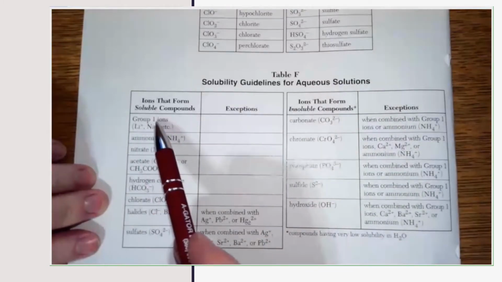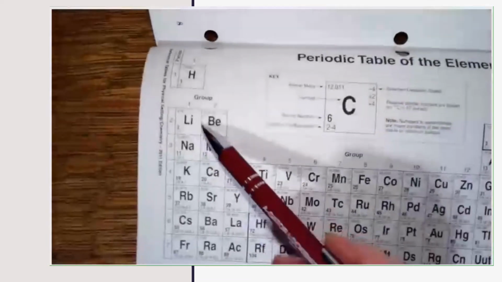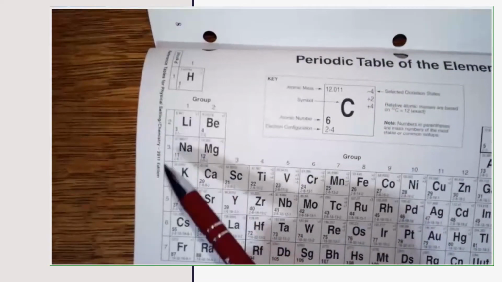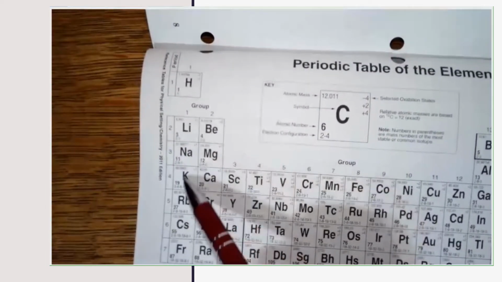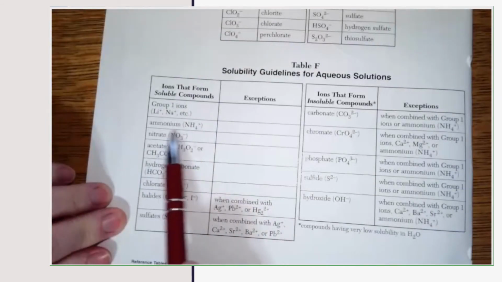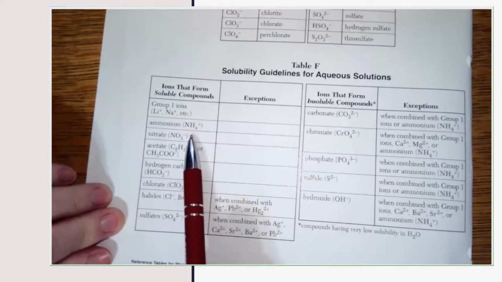Now this says group 1 ions. It says Li+, Na+, etc. So that means if I flip to the periodic table, that rule applies for all of these things in group 1, not just Li and Na, but also all of these, okay? So the rule applies for all of these. The rest are more simple because they literally tell you their name and their formula. So even if the compound is given in name form, you'll be able to look it up here. Or if it's given as the chemical formula, you'll also be able to look it up, okay?